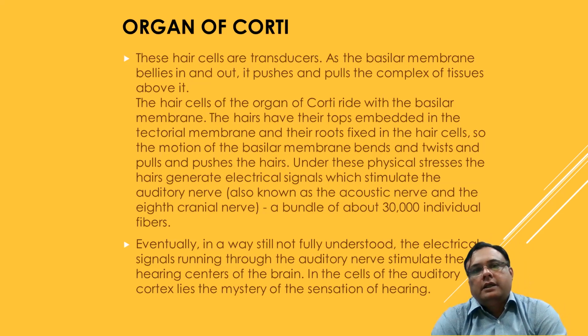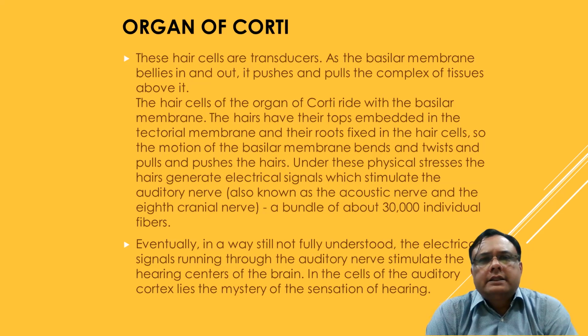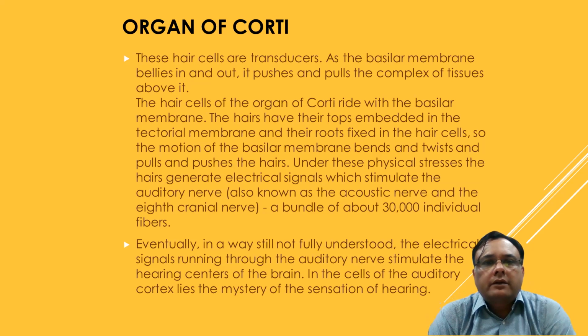Organ of Corti. So, what is the organ of Corti? These hair cells are transducers. As the basilar membrane bellies in and out, it pushes and pulls the complex of tissues above. The hair cells of the organ of Corti ride with the basilar membrane. The hairs have their tops embedded in the tectorial membrane and their roots fixed in the hair cell. So, the motion of the basilar membrane bends and twists and pulls and pushes the hair.